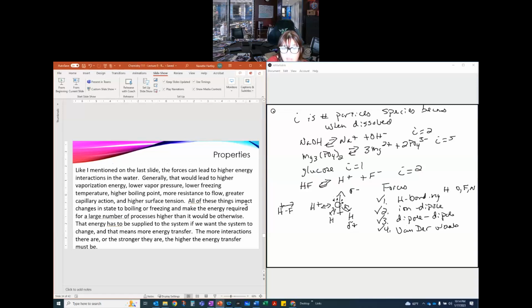All of these things are the properties that we can be talking about. So freezing point, boiling point, vapor pressure, vaporization energy, resistance to flow, greater capillary action, all of those things will be impacted by the forces that we see. Whether we talk about those or not depends on what we're talking about, okay? But that is something that may become part of the discussion that we need to have. So we need to be able to think about what those forces are and how that might impact whatever it is we're trying to talk about, okay?